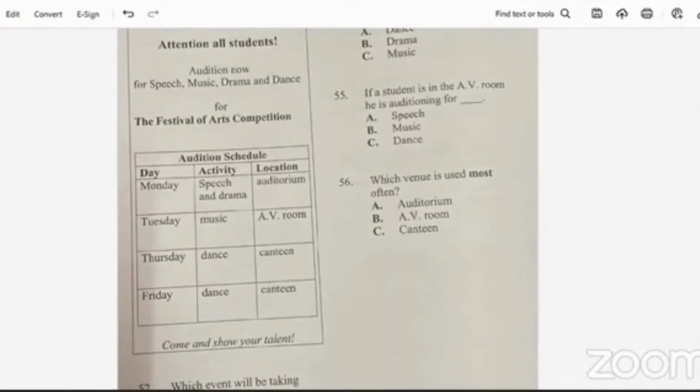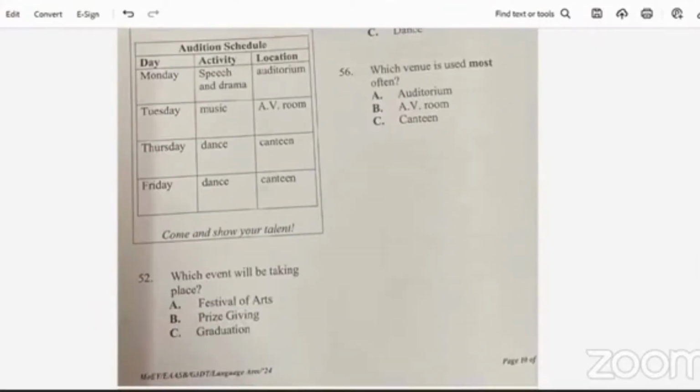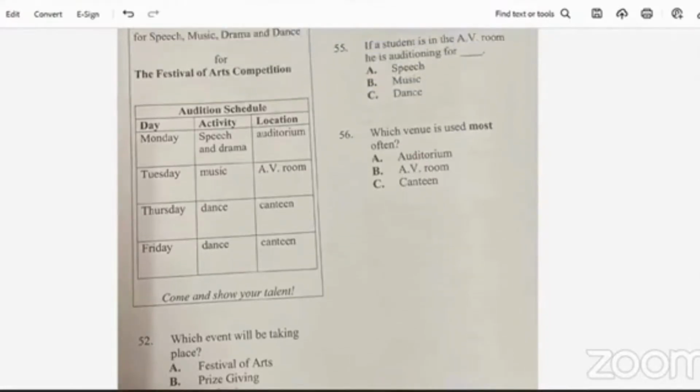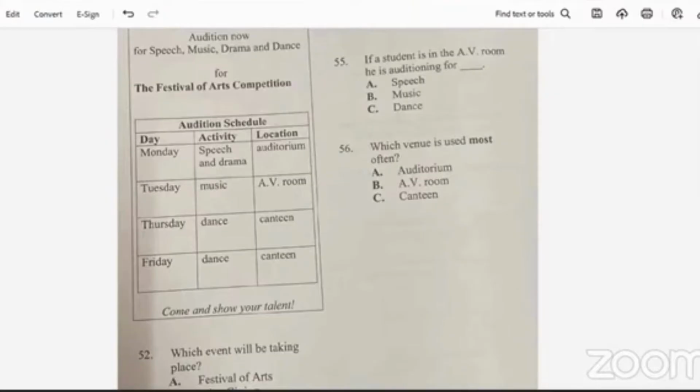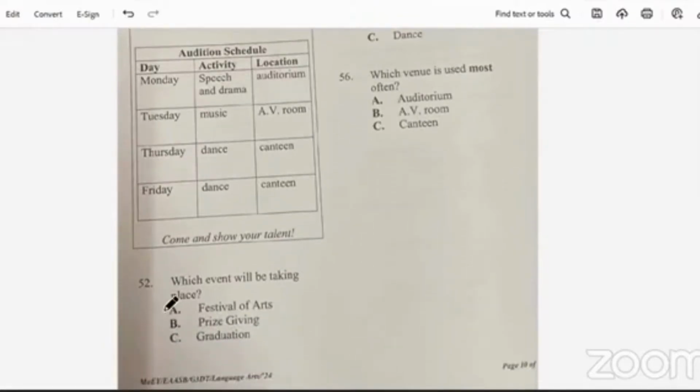All right, so let's look at the first question. It says, which event will be taking place? Is it the Festival of Arts, prize giving, or graduation? And it did tell us to come and audition for the Festival of Arts competition. So the answer is A, Festival of Arts.